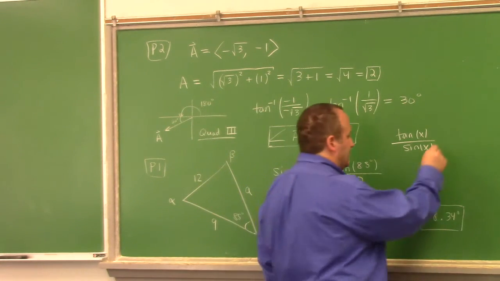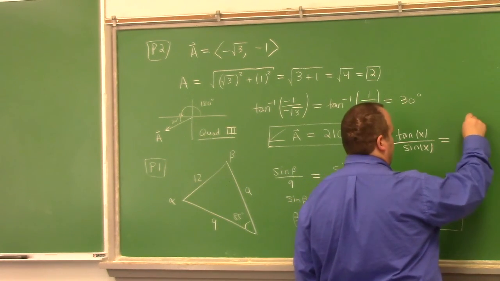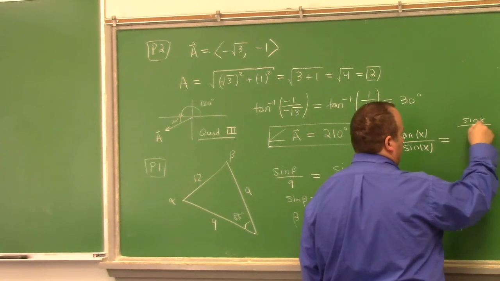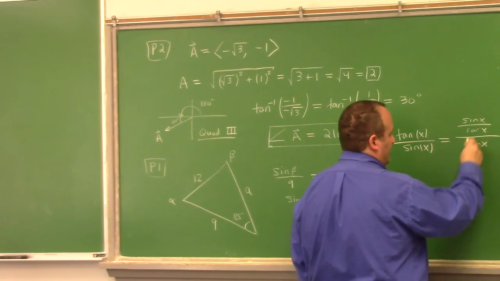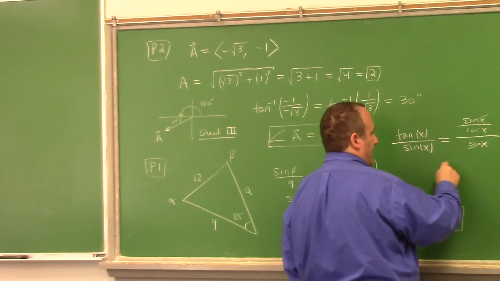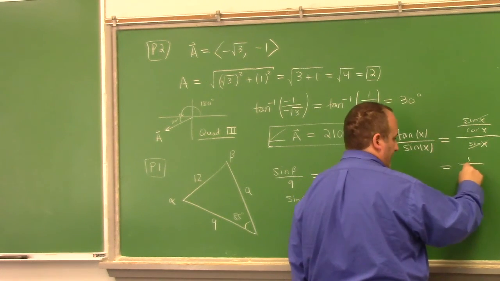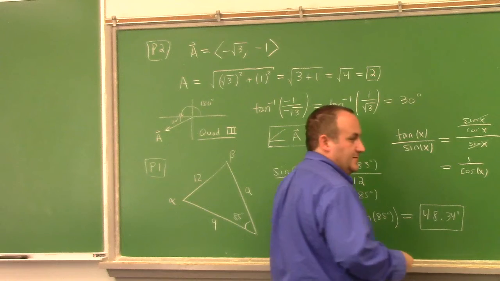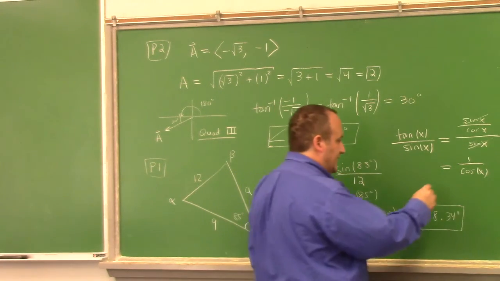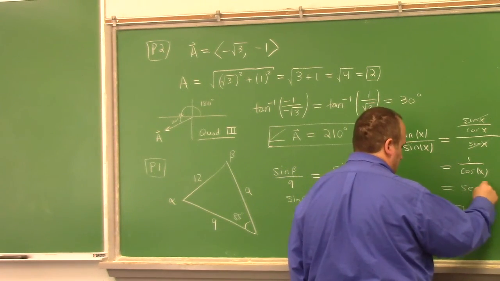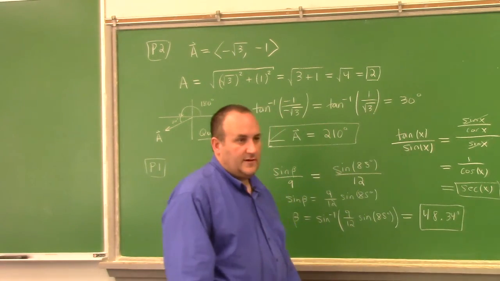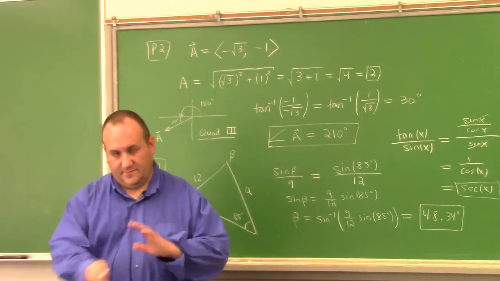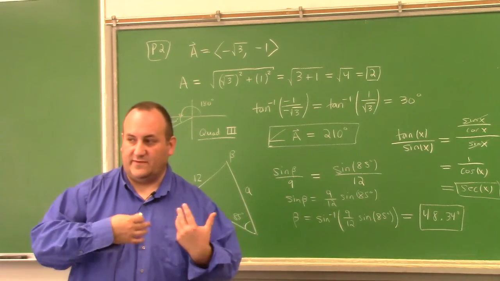Well, this one, tangent's what? It's sine over cosine, right? So you've got that. You could leave that as the answer. Of course, you could also write the answer as secant x, right? So the simplification problem can be something as simple as that.